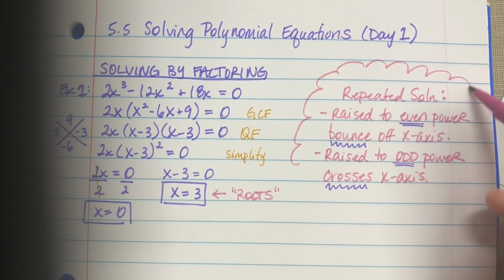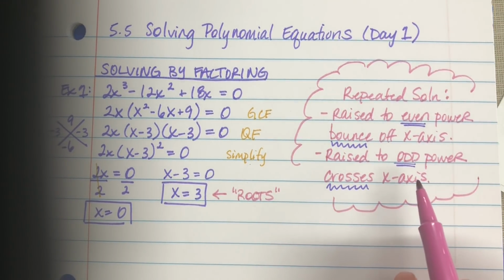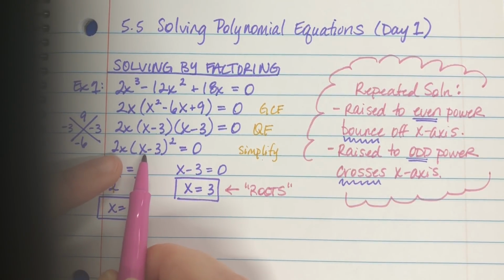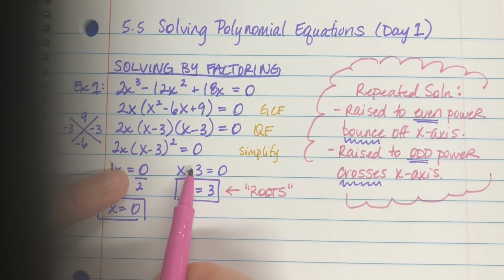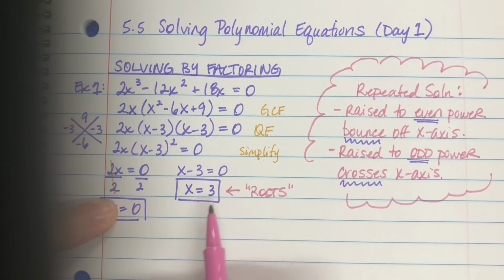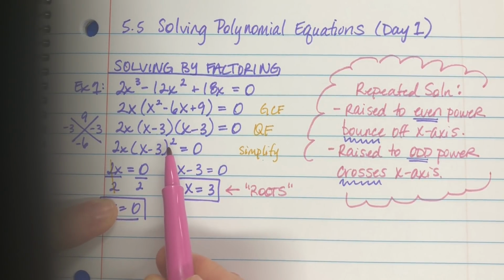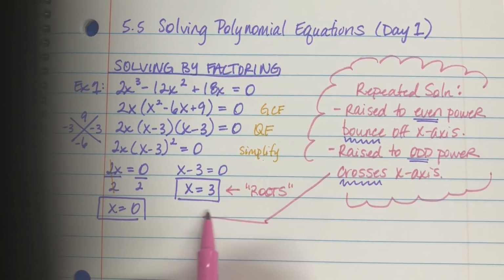Super important. Now again, it's only a repeated solution if there is an exponent. So again, these are our two factors. We had 2x and x minus 3 squared. We set them both equal to 0. When we got our answers, our 3 is known as a repeated solution because the original factor was squared. So repeated solution, this guy is an example of one.